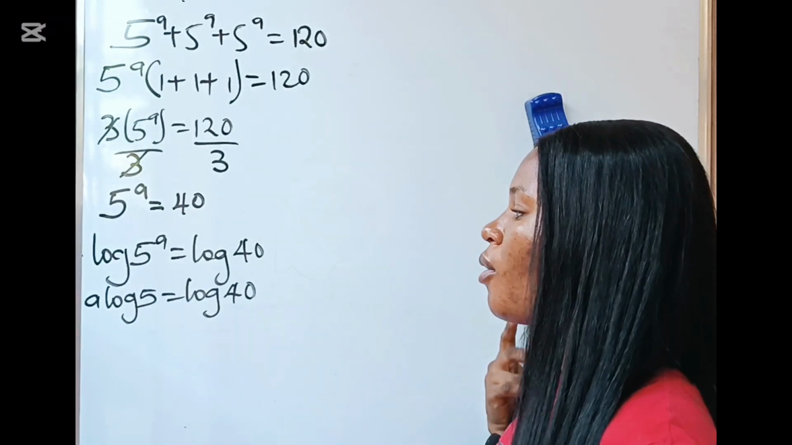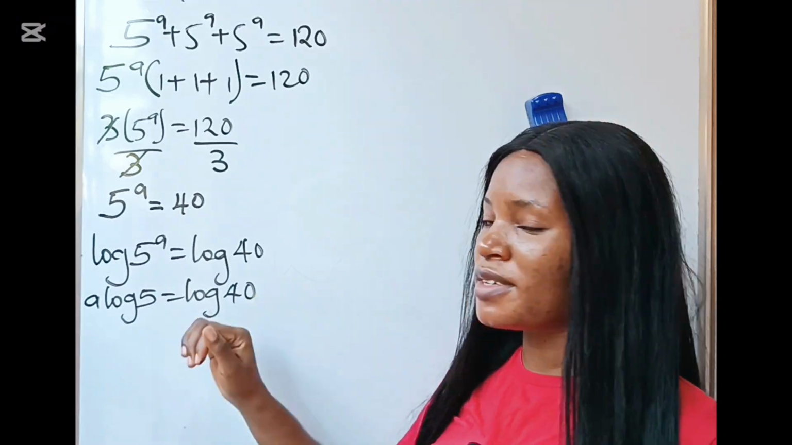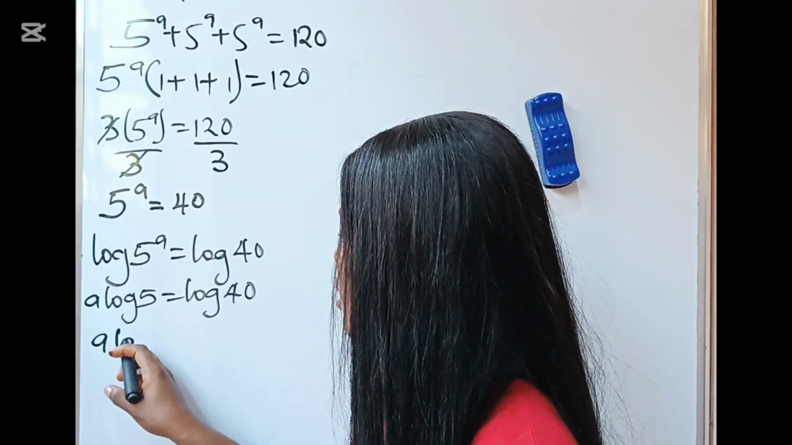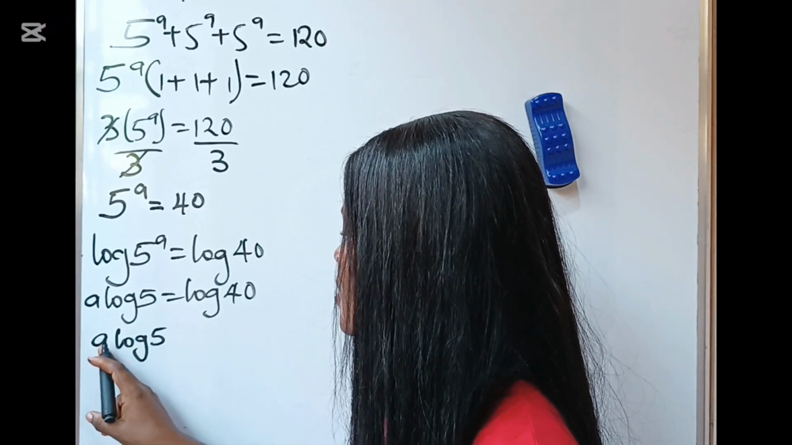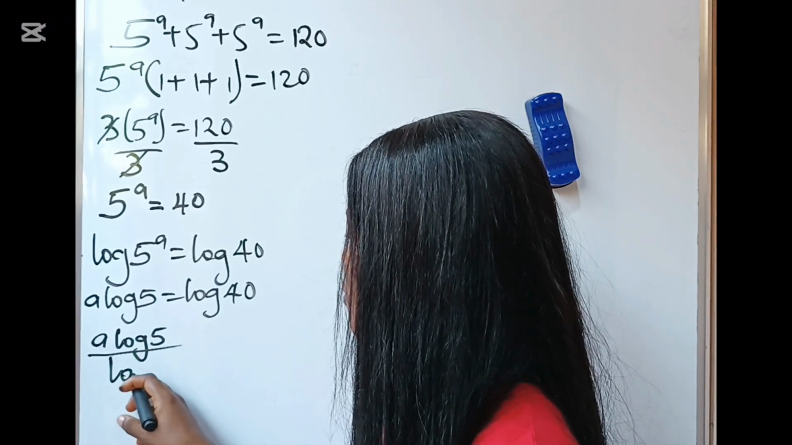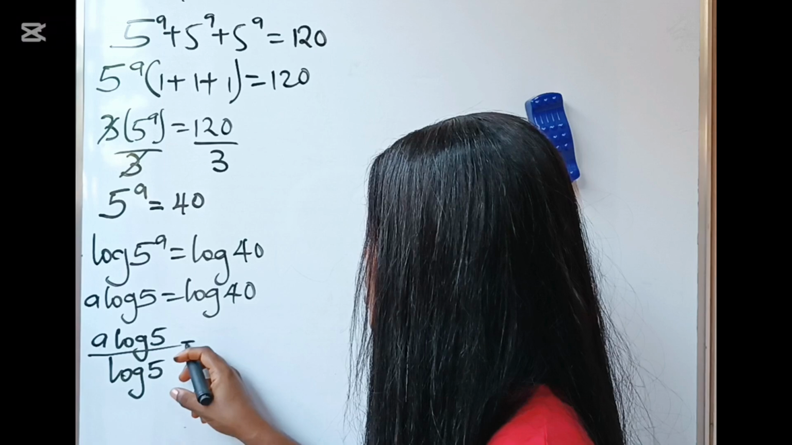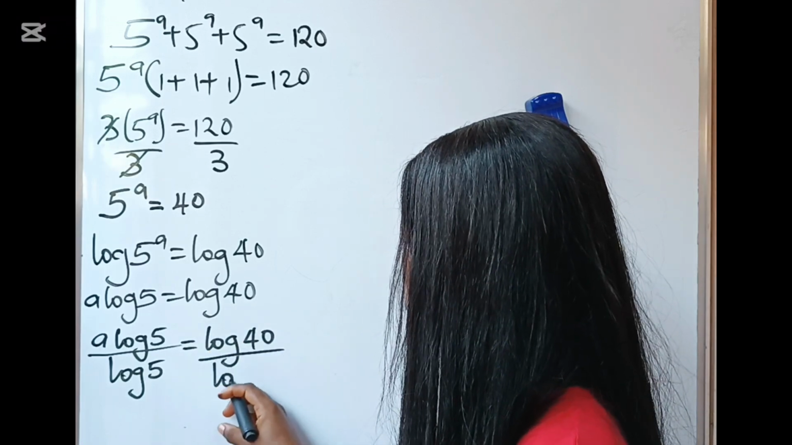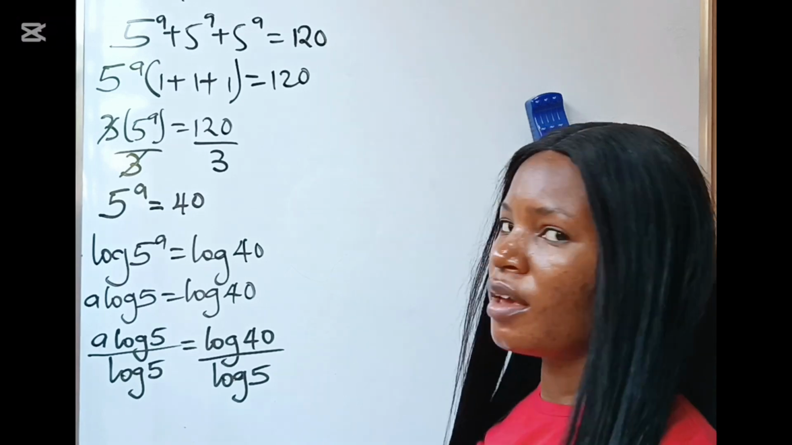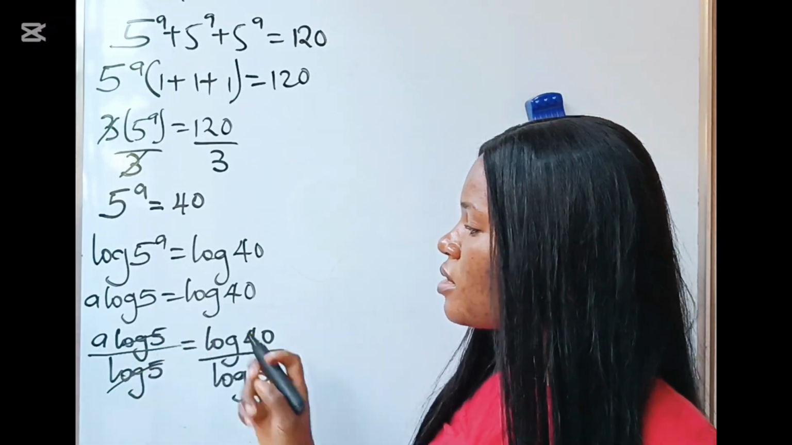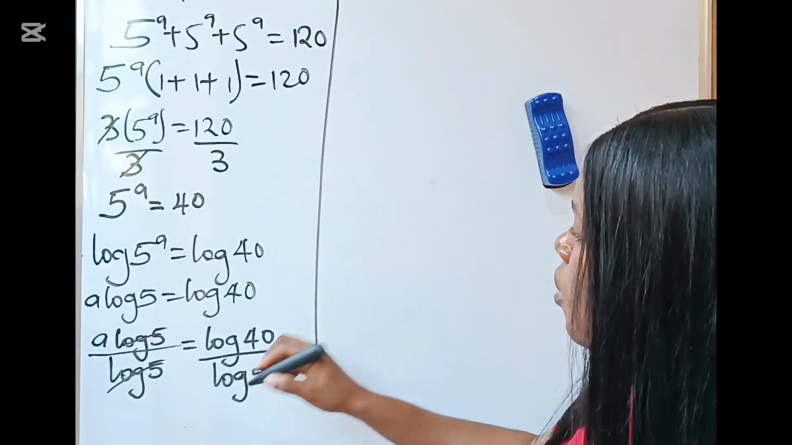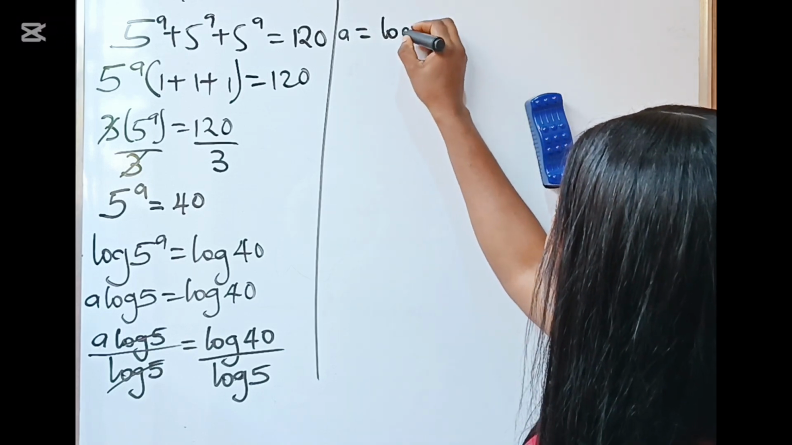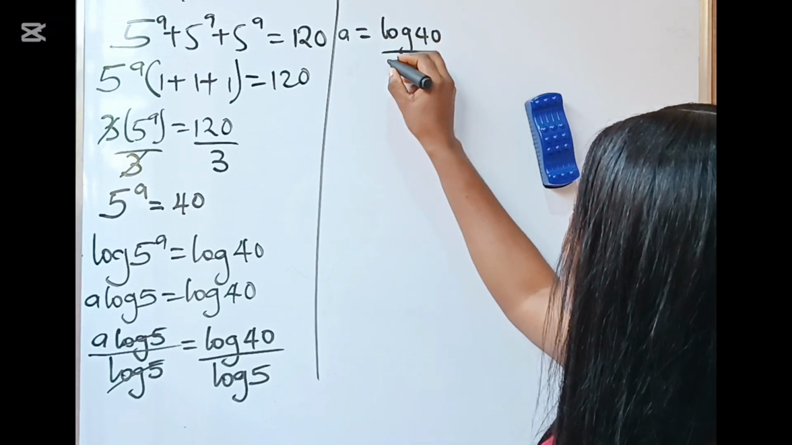All right. Now, let's divide both sides of this equation by log 5. So we have a log 5, this is a, divided by log 5 is equal to log 40 divided by log 5. Okay, now log 5, we cancel log 5 and we have a is equal to log 40 divided by log 5.